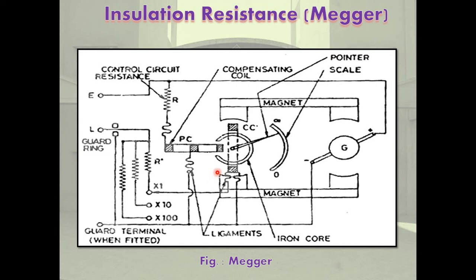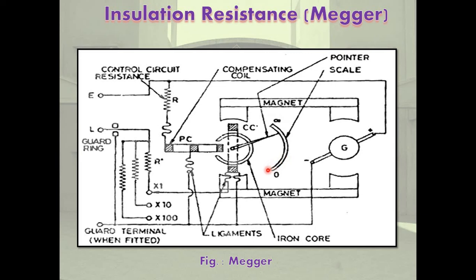The generator is driven by hand or by a motor. One terminal of the Megger is connected to the conducting path. The other terminal is connected to the earth frame or another conducting circuit. The rotor of the generator is driven by hand or by motor. The reading, VDC by IDC, read by the Megger, gives the insulation resistance value in megohm. The scale of the Megger is graduated from 0 to infinity in terms of megohm.